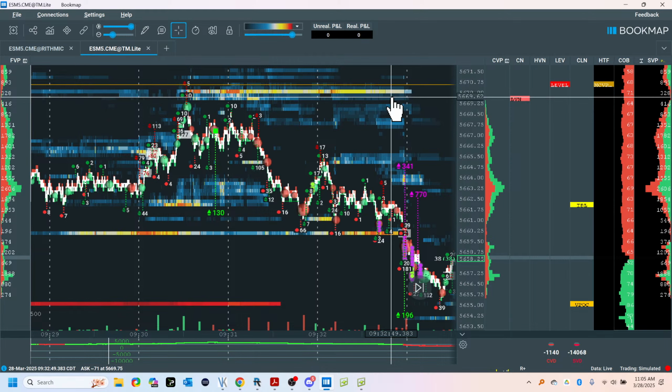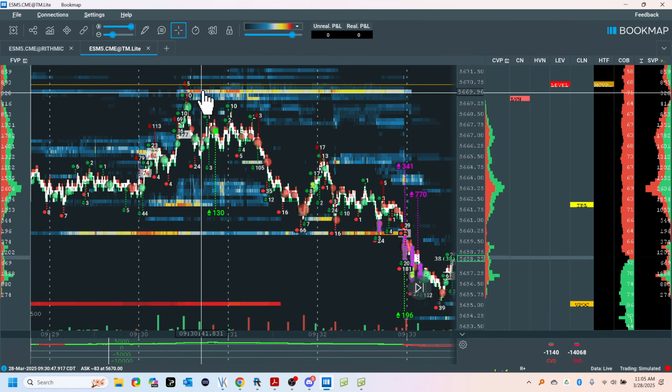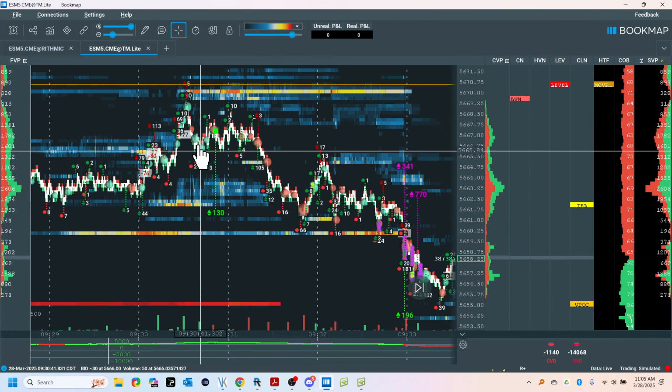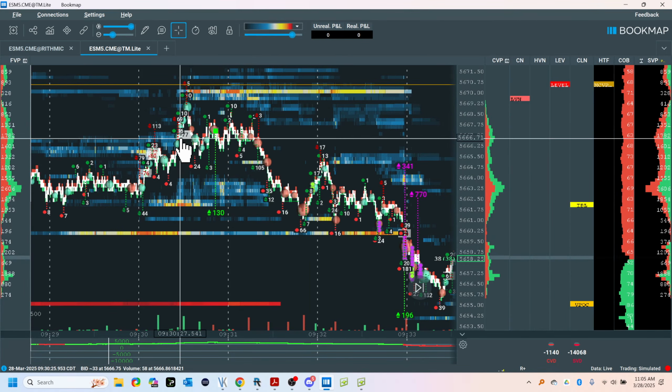LVN, outside edge, right? This is a short, which I just mentioned to you. The liquidity comes in the book. Absorption is here. Break, trigger. Let me show you this trigger.